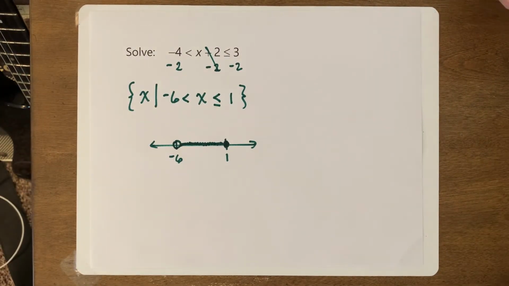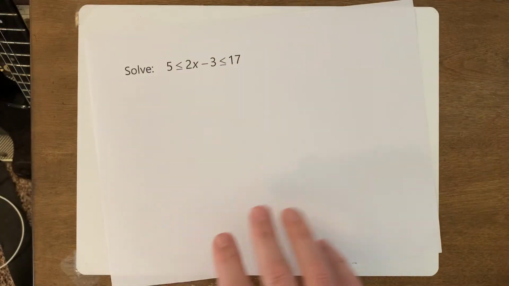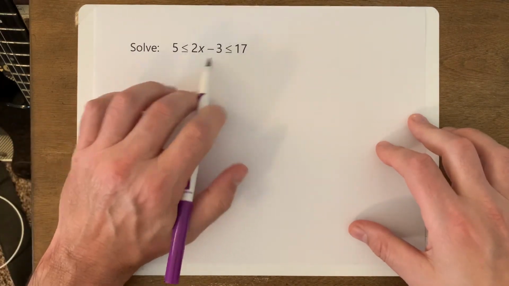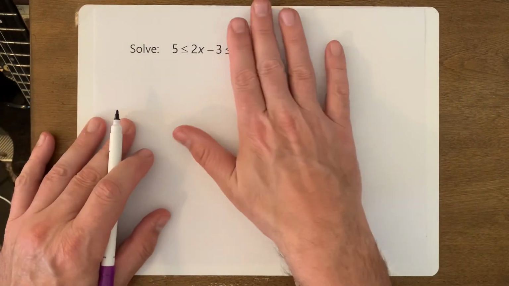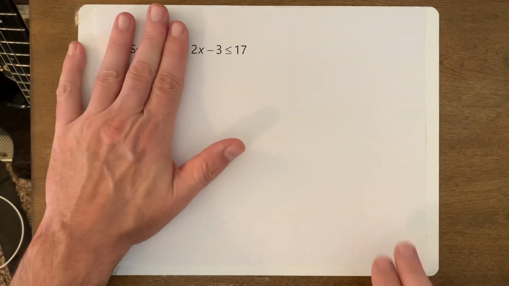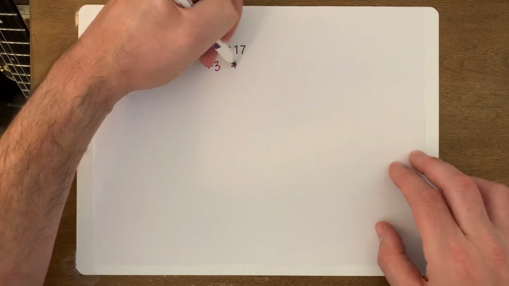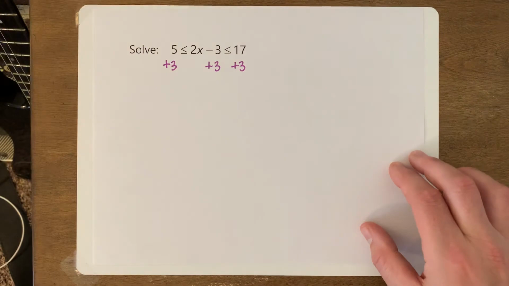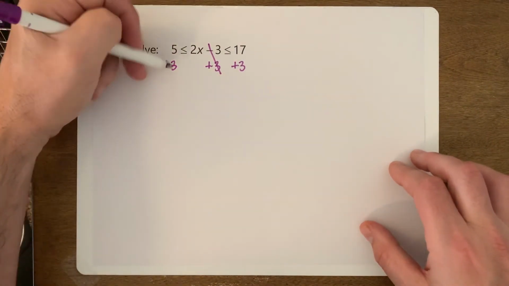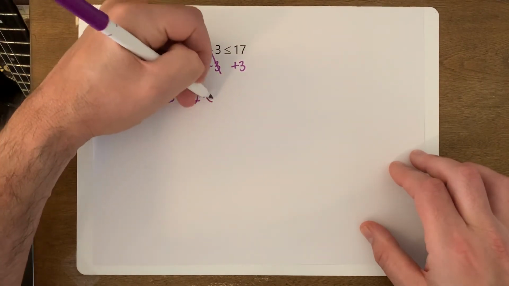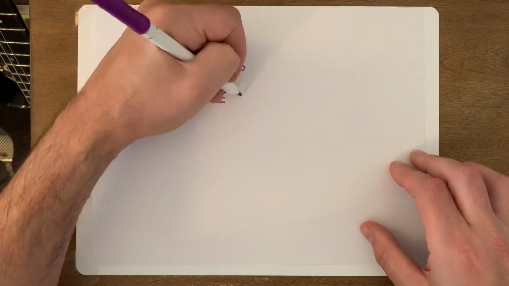All right, let's do another one of those. Okay, here's one. The middle part is a little bit more complicated. Again, you could treat it as 2 different inequalities and then put them back together at the end. I would rather just do this. Add 3 to all three parts. Cancel those 2. 5 plus 3 is 8, less than or equal to 2x, less than or equal to 20.